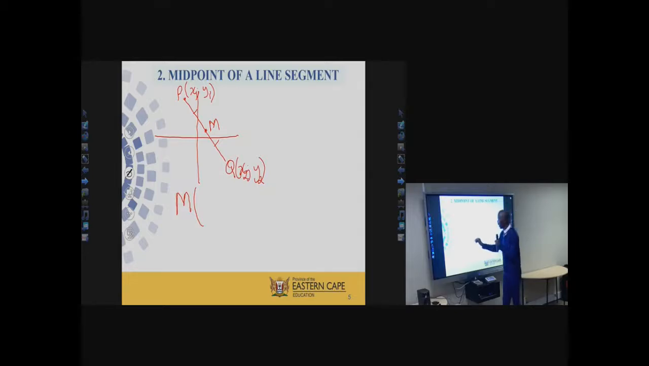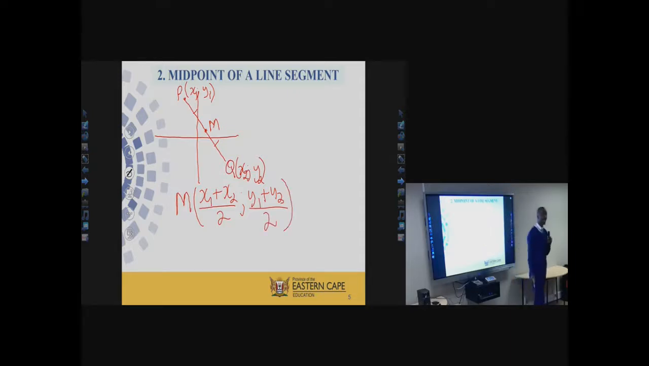The average, okay, you just add x1 plus x2. How many things did you add? 2. So you divide by 2. And then for y, it will be y1 plus y2. How many things did you add? 2. So you divide by 2. So basically, that's how you find the formula for that.